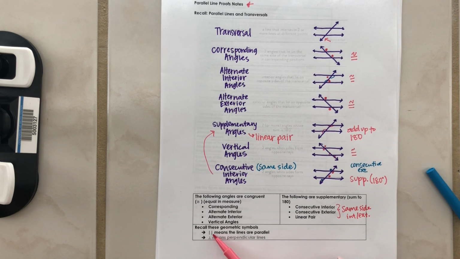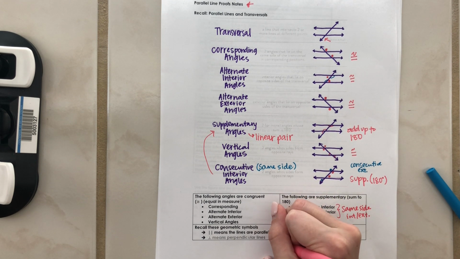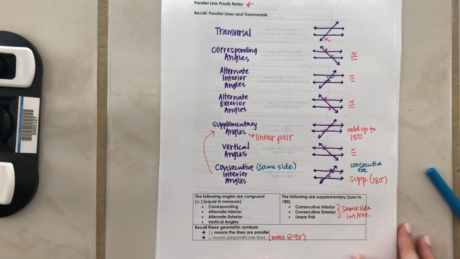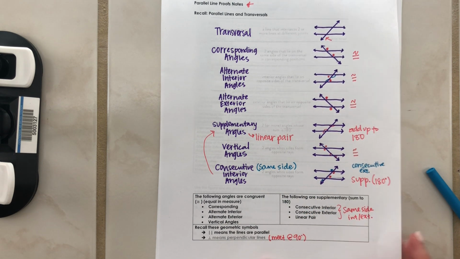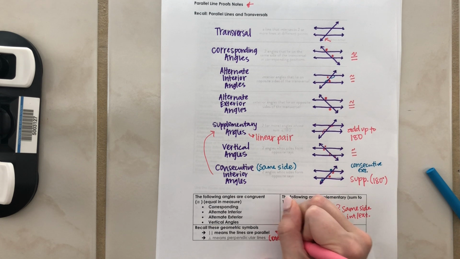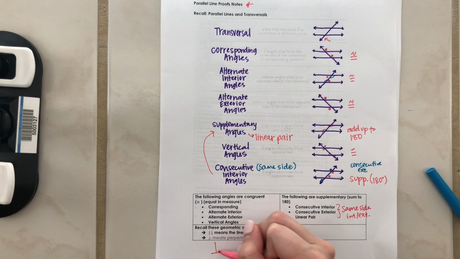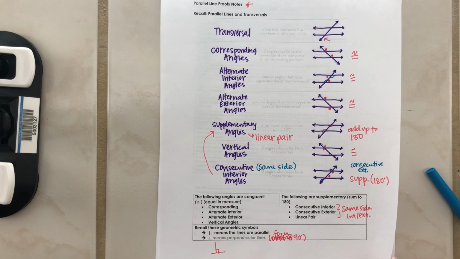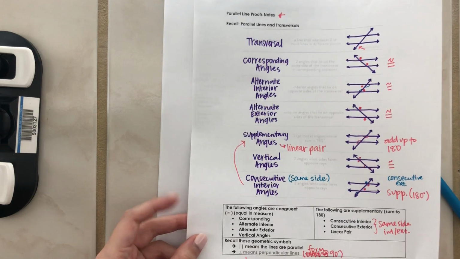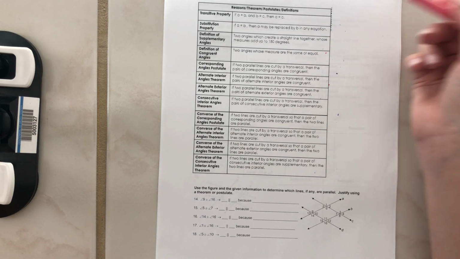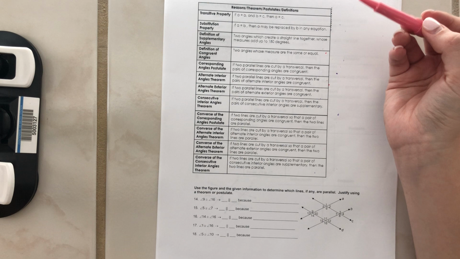Please remember that the two straight lines means parallel, and then the upside down T means perpendicular. So that means they meet at 90 degrees, or they form a 90-degree angle. It's nice because it makes that nice T that looks like a 90-degree angle. So we're going to use what we know about angles, and we have these reasons, theorems, postulates, and definitions that we can use.